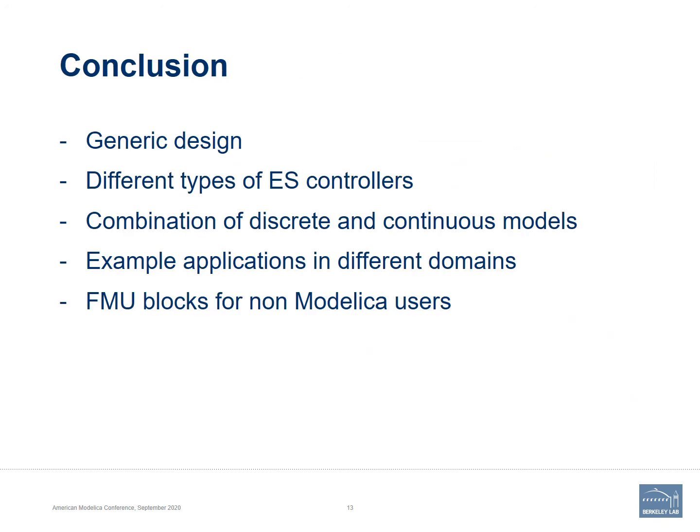For our library, we mostly use the very generic design. So we mostly used the basic standard library models from Modelica to model the different types of ES controllers we presented before. And we combined discrete and continuous models, which is one of the strengths of Modelica, that you can combine discrete and continuous time. And we have different example applications for the different domains, so everyone can see how you can use the different models. And finally, we also provide all the models as FMU blocks, so also non-Modelica users can use the Modelica Extremum Seeking library.